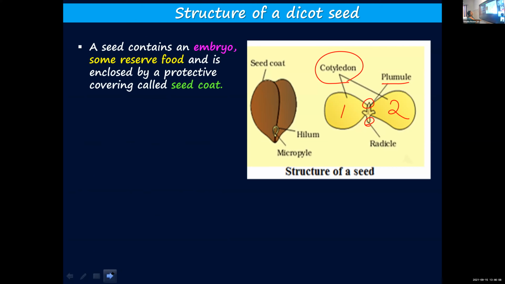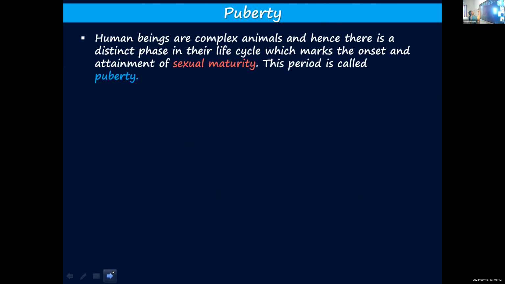So with that, we have completed sexual reproduction in flowering plants. Now we need to learn about the sexual reproduction taking place in human beings.